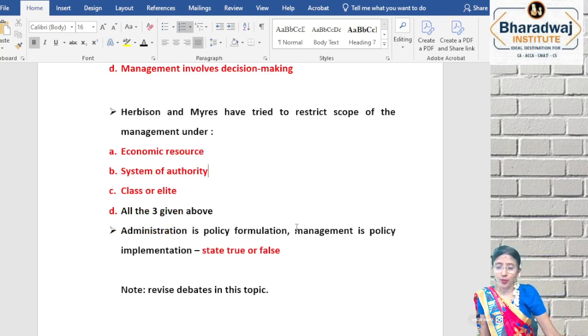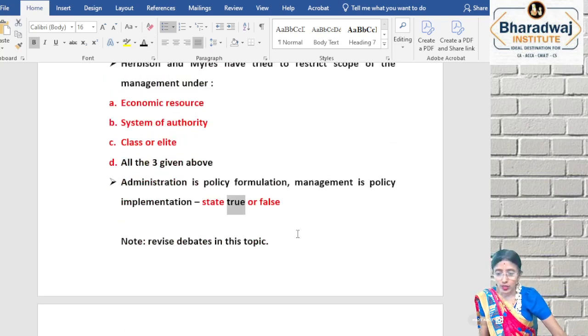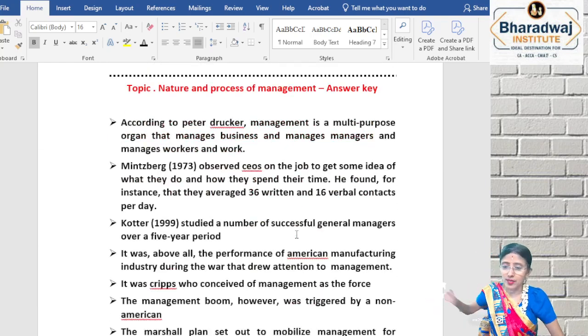Administration is policy formulation. Management is policy implementation. True or false? True. Fantastic. Very good. Now, note I have left here, revise the debates in this topic. What are the debates? Management versus administration, manager versus entrepreneur. Management as an art, science, or management as a profession. Now look at the answers given.